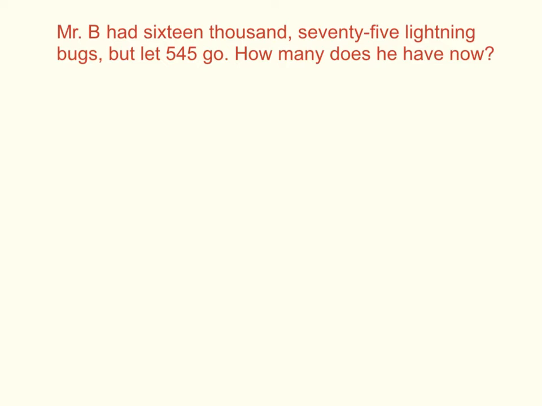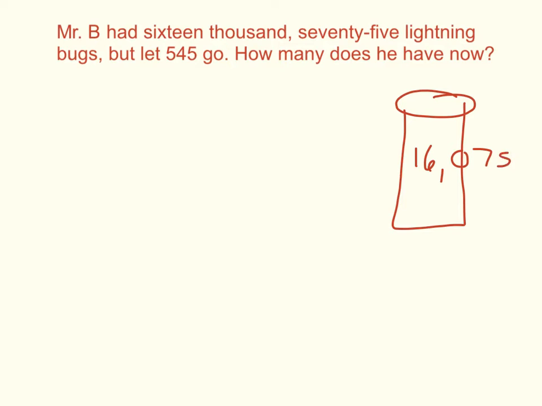Alright, so one strategy for solving word problems is kind of sketching it out. So let's say this is my jar that I have the lightning bugs in, and I've got 16,075, so it would be 075 in my jar. And then all of a sudden I let 545 go. So now I know I have less because some of them were let go. So that would be a subtraction problem because I no longer have that.